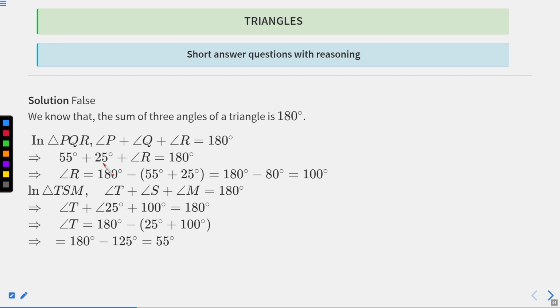Now in triangle TSM, the sum of the three angles is equal to 180 degree. So angle T plus angle S plus angle M is equal to 180 degree, and we are given angle S is 25 degree and angle M is 100 degree. So angle T is equal to 180 degree minus (25 degree plus 100 degree), that is equal to 55 degree. So angle T is equal to 55 degree.